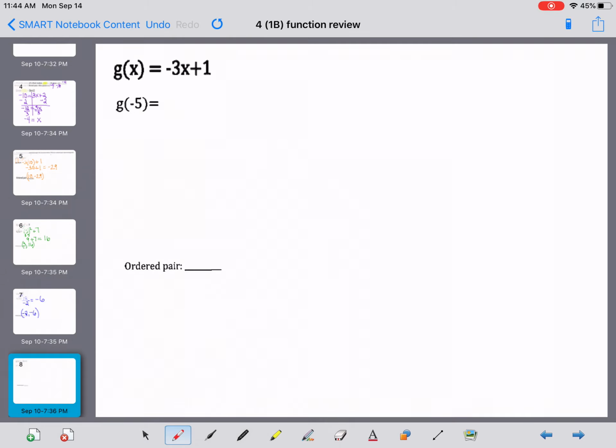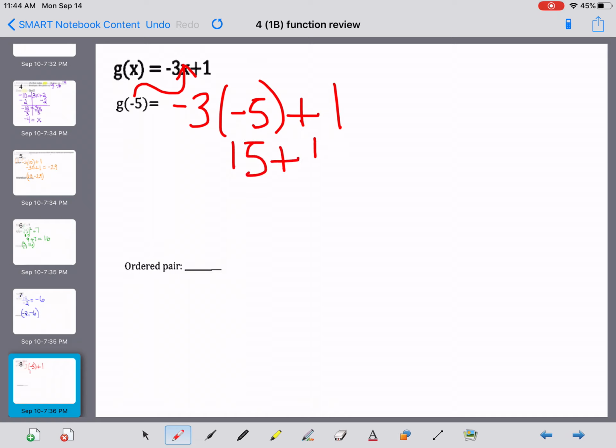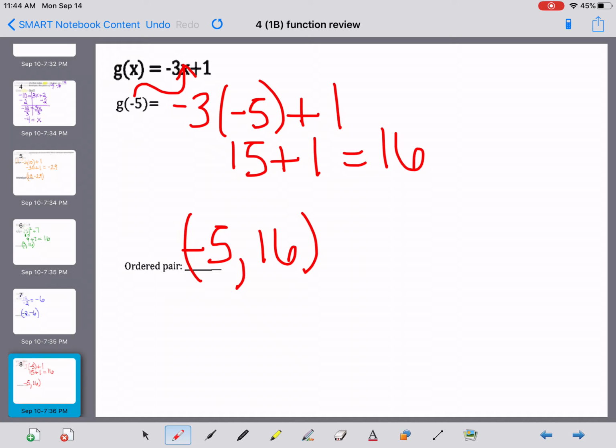G of negative 5. The negative 5 we're putting into our function, and then we're going to figure out what we get out of it. So it's negative 3 times negative 5 plus 1. So watch out here. What I haven't talked about is the fact that this says g of, so we have to go back into the g function, but we did that. Negative 3 times negative 5 is positive 15 plus 1, which equals 16. We put negative 5 into the function and we get 16 out.